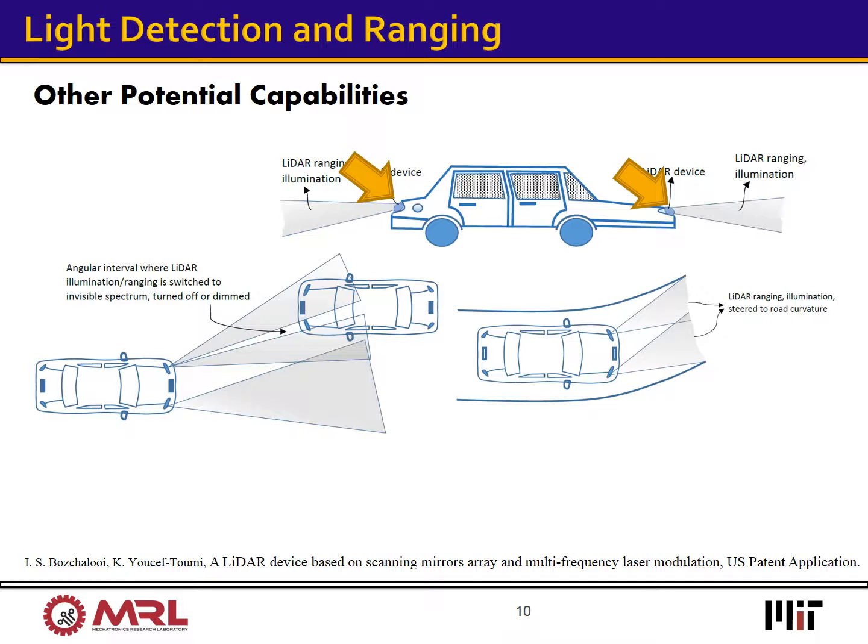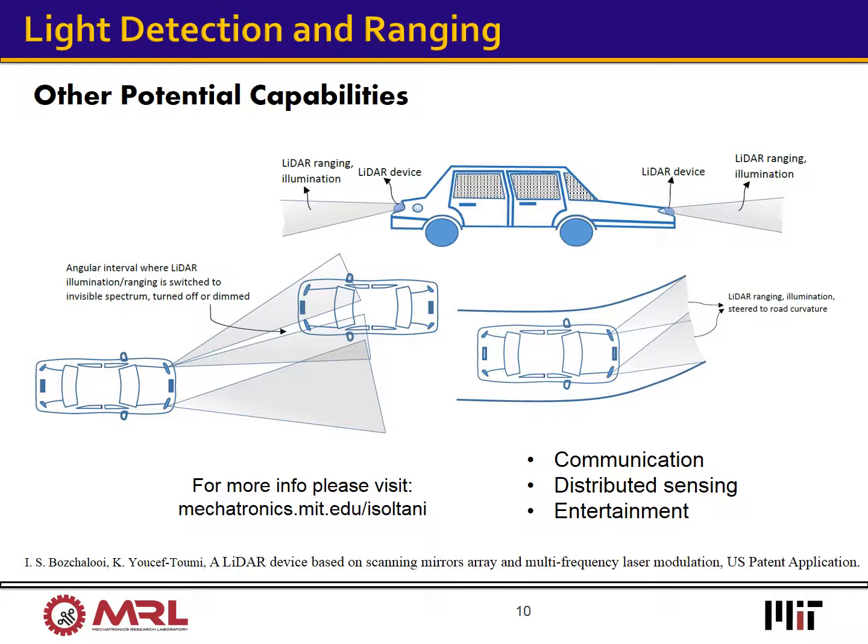Given our full control over the direction of light projection, our design opens up other new possibilities in active illumination, for example, to avoid blinding oncoming drivers at night, or to steer lighting to the road curvature in turns. There are many other possibilities in this area for communication, distributed sensing, or even entertainment.